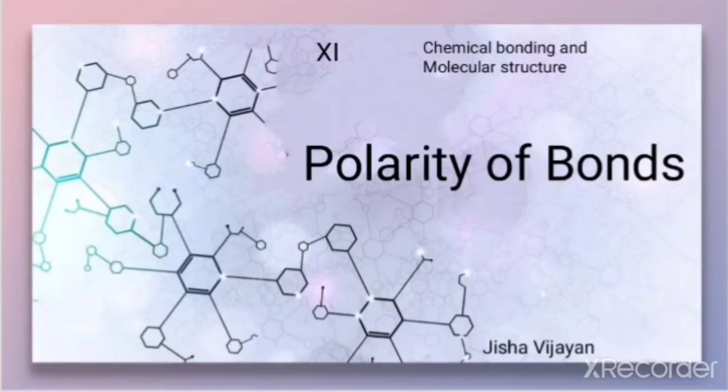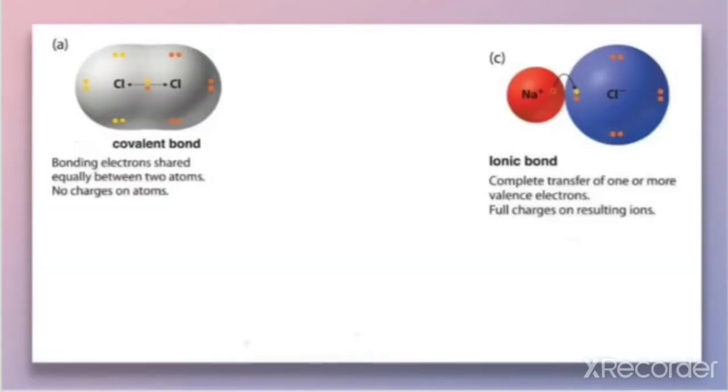Hello students, let us discuss polarity of bonds. As we have already discussed the two types of bond, that is ionic bond and covalent bond. A covalent bond is formed by the sharing of electrons between two atoms, and an ionic bond is formed by the transfer of electrons from one atom to another.